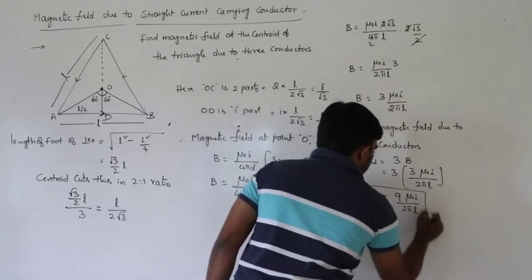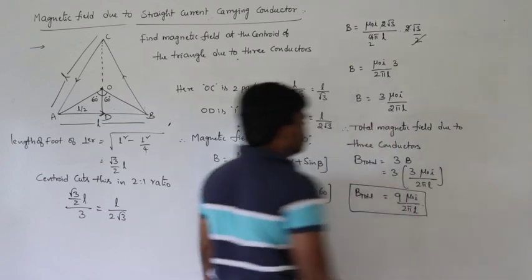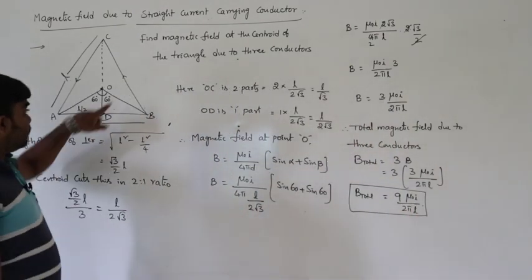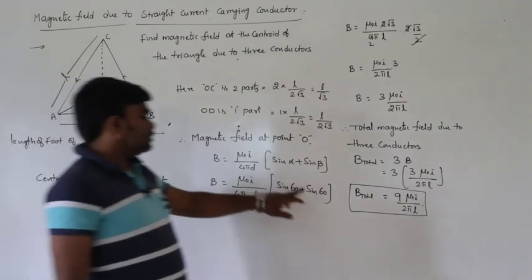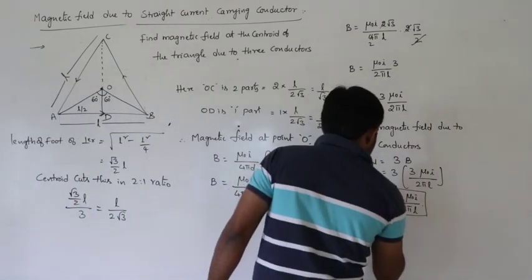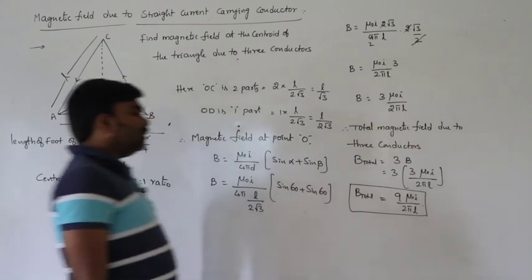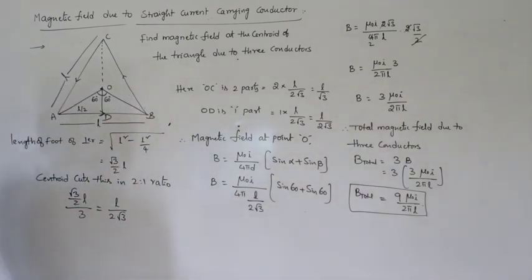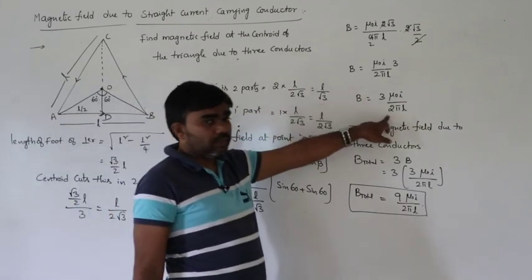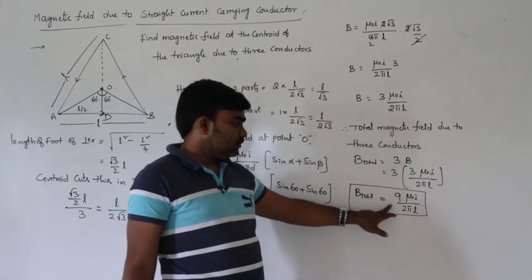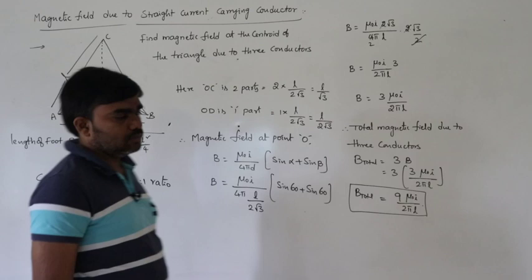3 current carrying conductors are arranged in the form of a triangle. What is the total magnetic field? So that is equal to 9 mu naught I by 2 pi L. So due to 1 it is 3 mu naught I by 2 pi L, but due to 3, 9 mu naught I by 2 pi L, 3 into 3, just simplify it.